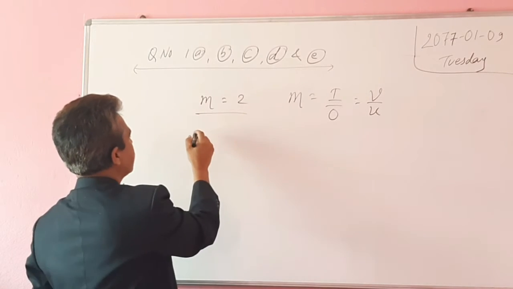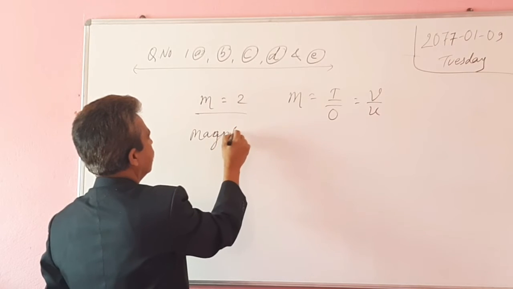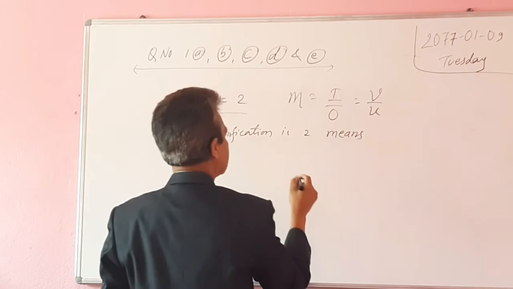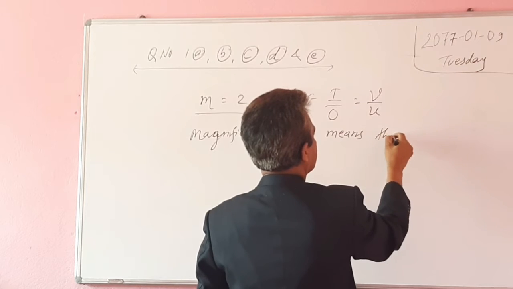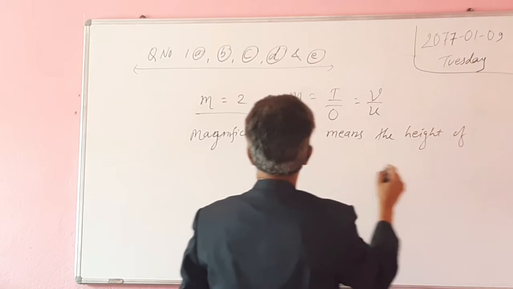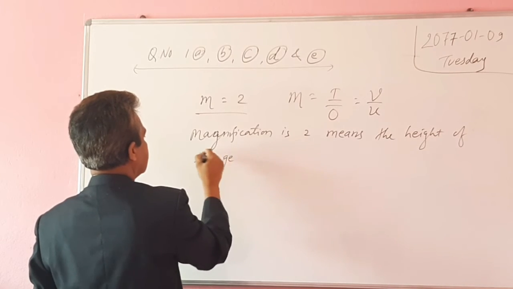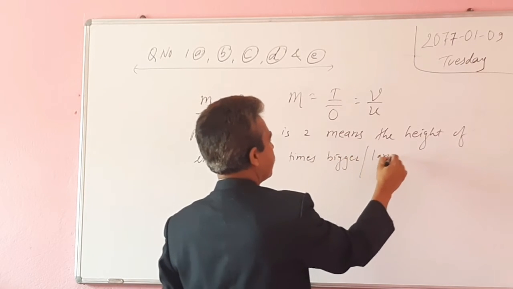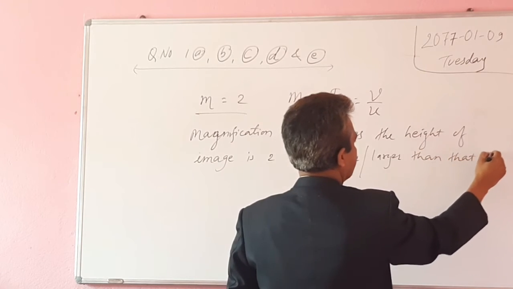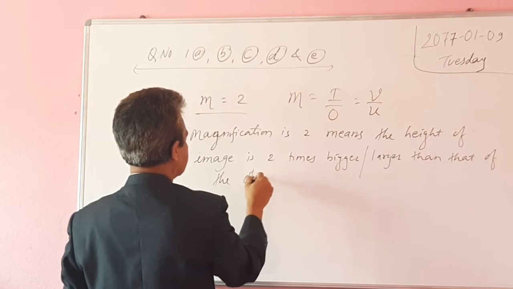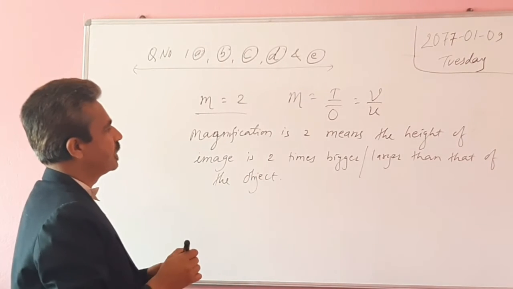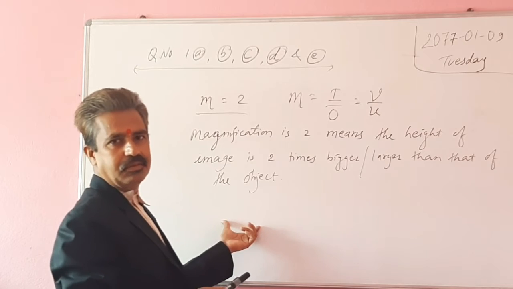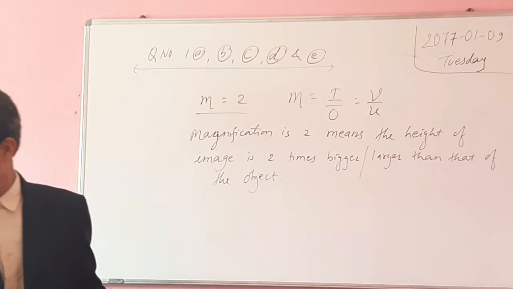So m equals to 2 means magnification is 2 means the height of image is 2 times bigger or larger than that of the object. Magnification is 2 means the height of image is 2 times bigger or larger than that of the object. Very simple. Alright? So m equals to 2 we have done.